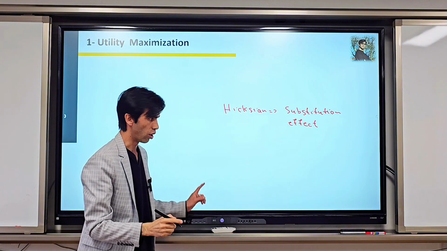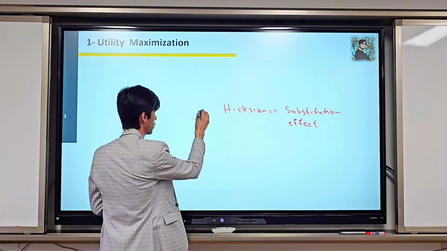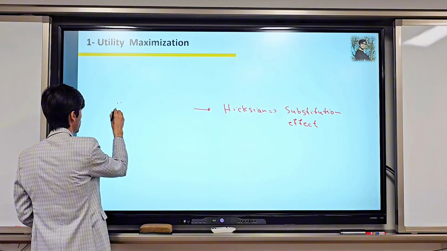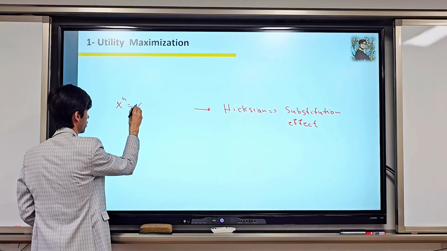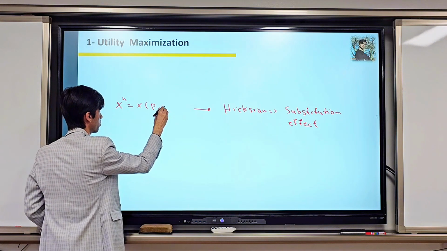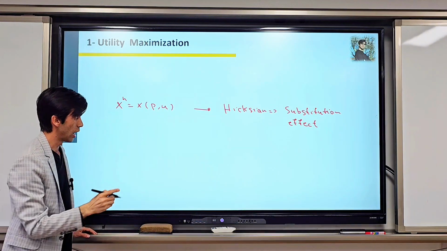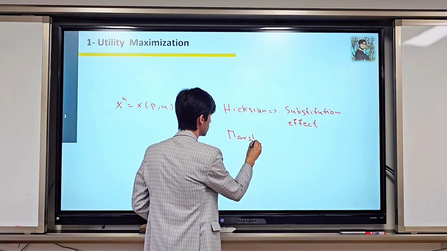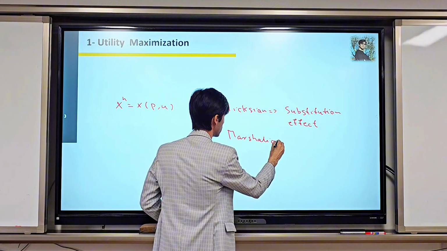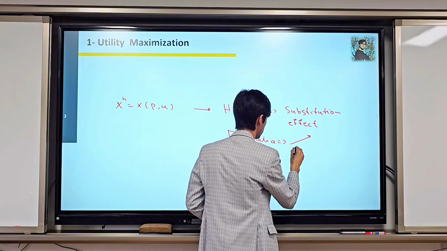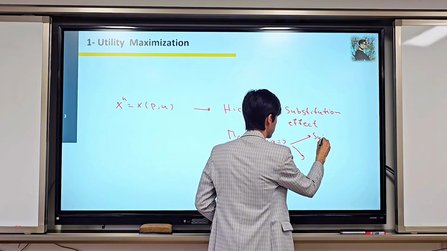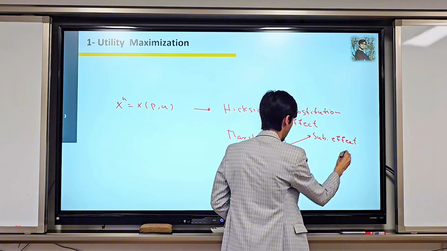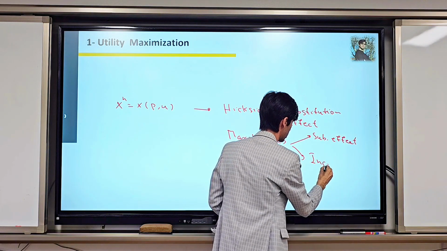Substitution effect. Why does it only show the substitution effect? Because for the Hicksian demand function, we have this formula, which is x^h equal to x(p, u). But the Marshallian demand shows both the substitution effect and also the income effect.